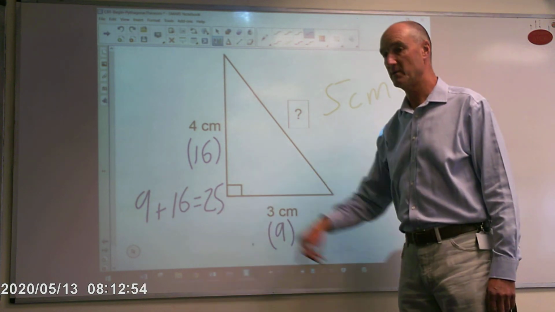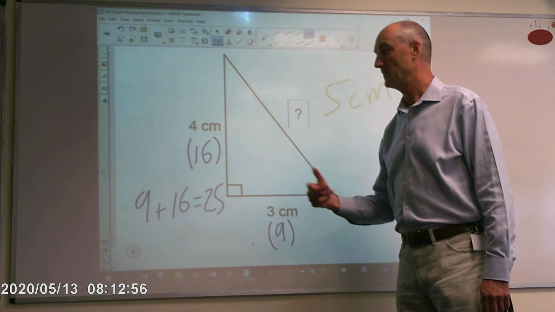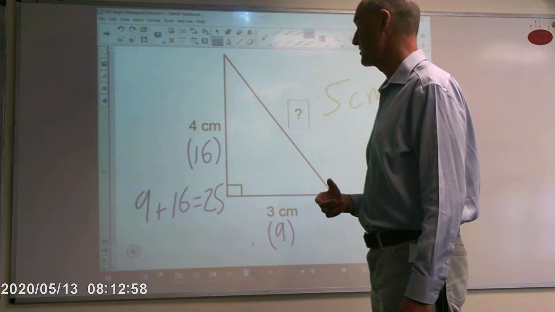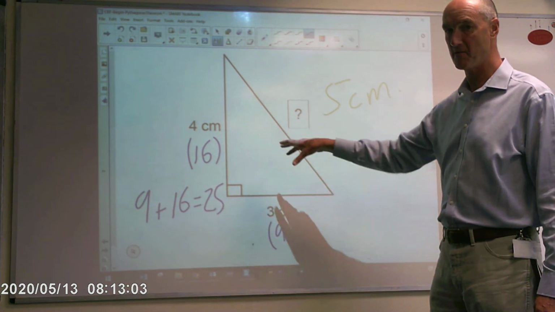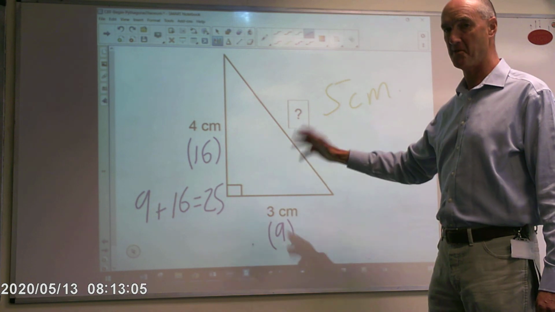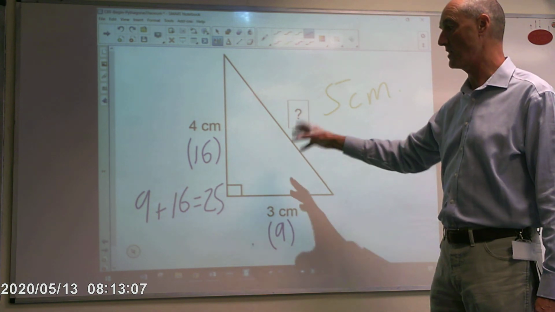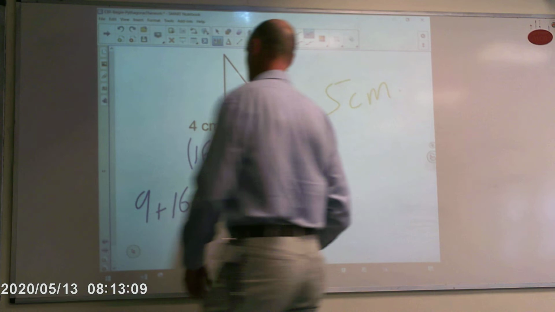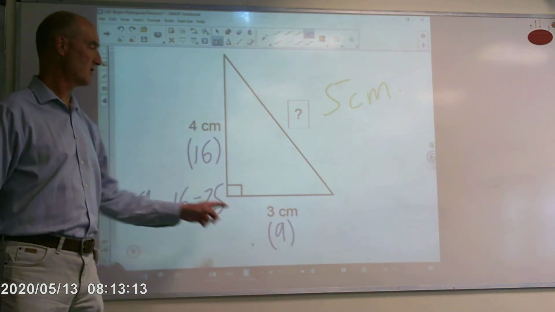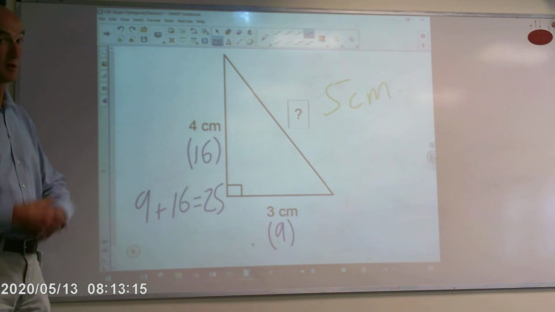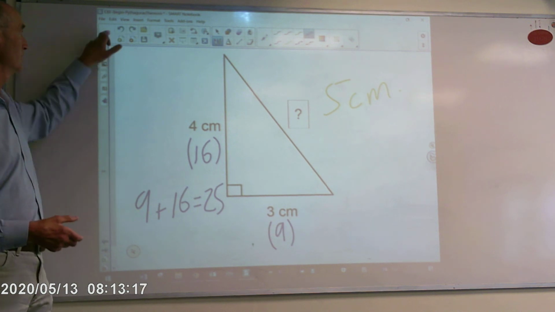What's 5 squared? Funny enough, it's 25. And that is what Pythagoras' theorem is all about. It only works for right angle triangles, and you must be very clear in your mind about this. Pythagoras' theorem only works on right angled triangles. It's this relationship between the lengths of the sides and what happens when you square those sides. And don't worry, I'll explain that a little bit more.